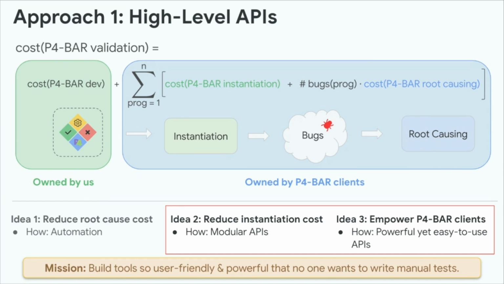Thank you, Steffen. I'm Jonathan. I'm also on Steffen's team. And I'm going to concretize these ideas for you. So number one, I want to tell you about our first approach to these two ideas, idea 2 and idea 3, which is all about building high-level APIs that could be used by our clients.